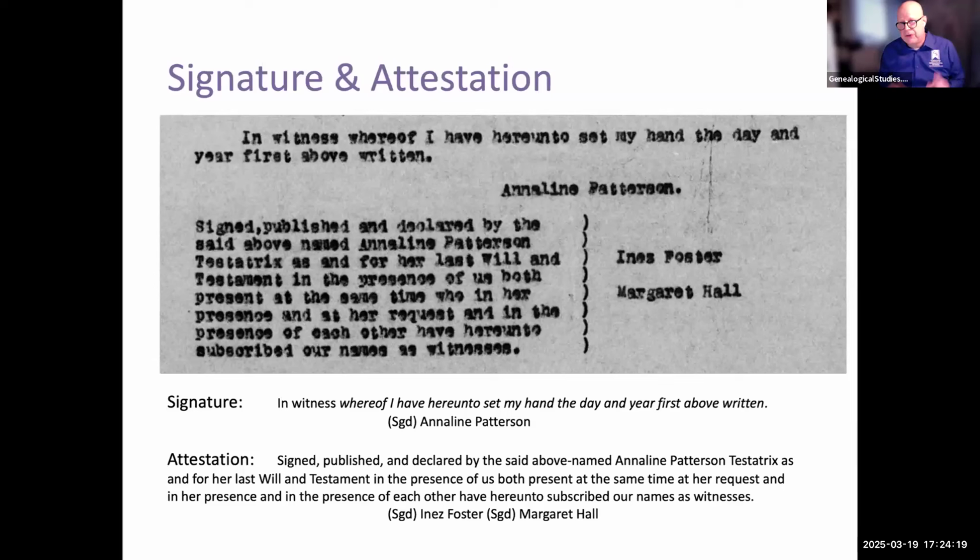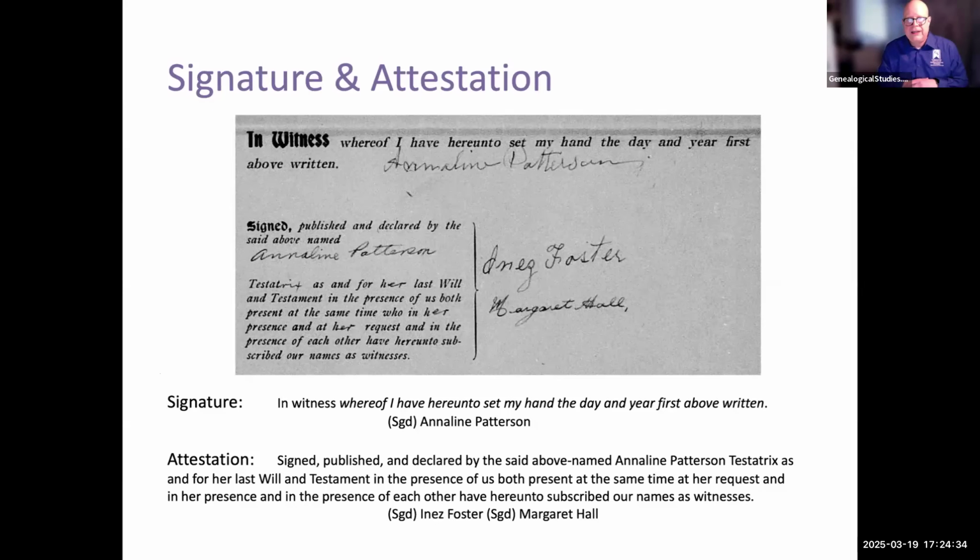As I had told you, you're looking at a typed transcription of the original. So this is technically a derivative document, but if the original is available, we should look at it. And there it is. You can see Annaline's signature right there. You can see the signature of the two witnesses.